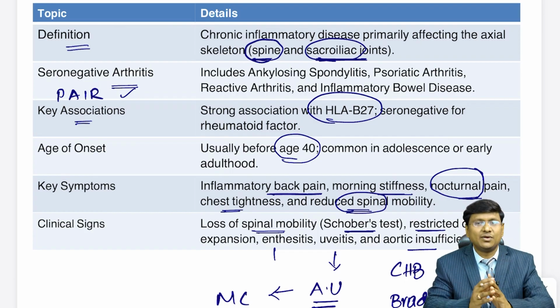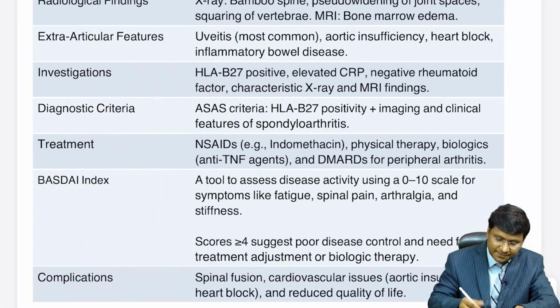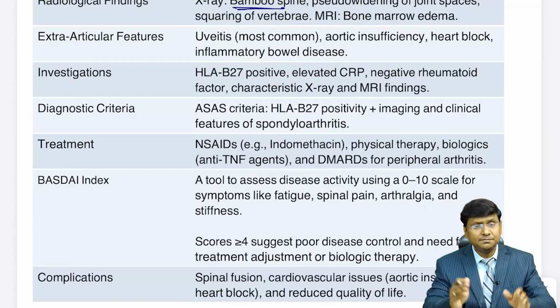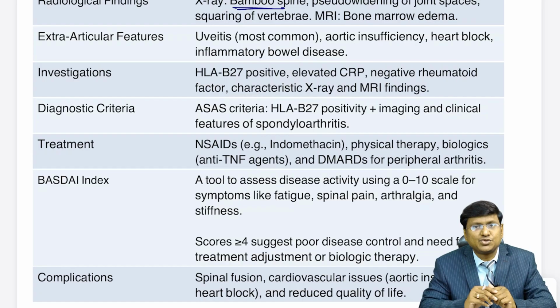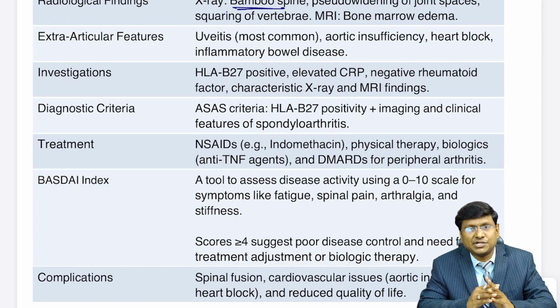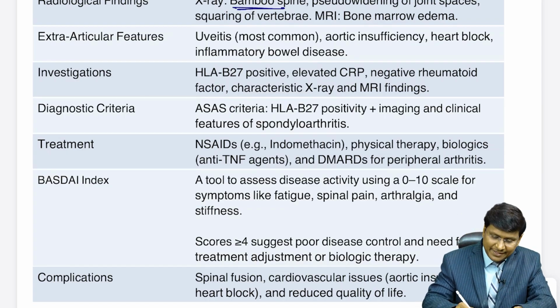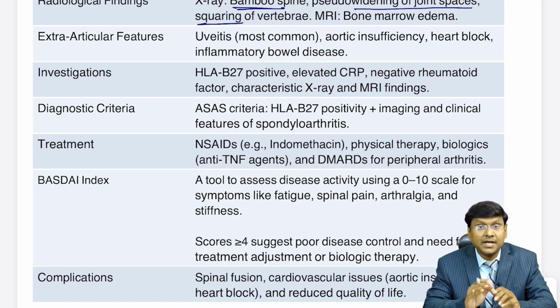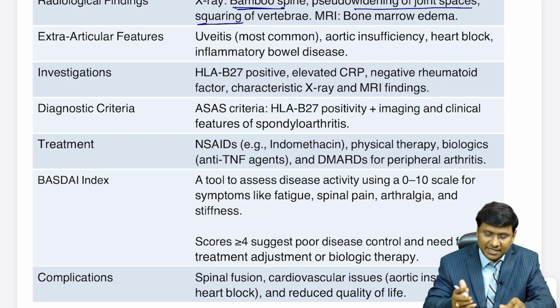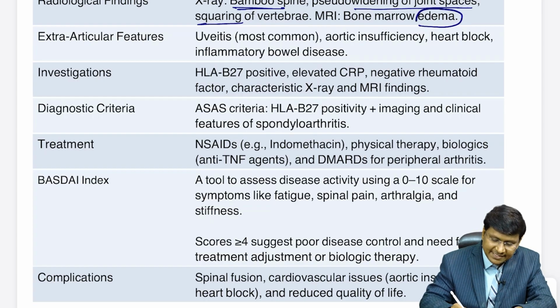Now, when you do a radiological examination, the very important X-ray finding will be in the form of the bamboo spine. There will be squaring of the vertebra, and the squared vertebra fuse together, and that is because of the calcification of the interspinous ligaments, and that will give you a picture of the bamboo spine. And there will be pseudo widening of the joint spaces. And when you do MRI in these patients, the MRI will show you the presence of bone marrow edema.